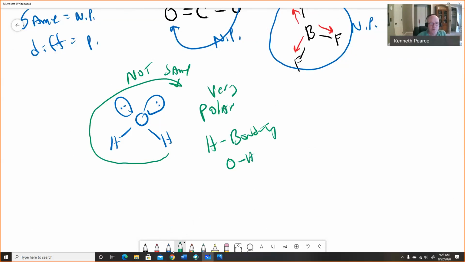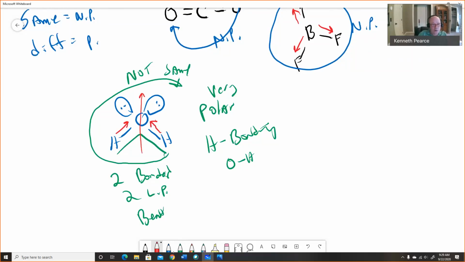It's also bent. If you look at it, it has two bonded atoms and two lone pairs, and therefore it's bent. And if you look, it's not straight at all. It is bent. And so water is a bent molecule. It's very polar. And if you look at it, it's not the same all the way around. And even if you didn't look at that, you would say it's drawing towards the oxygen, and you're going to point this way with the partial minus on that end and the partial plus on that end.